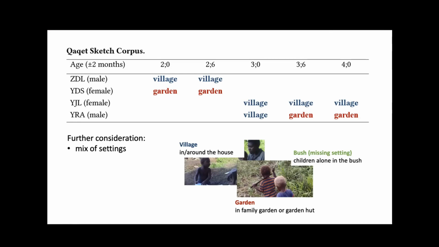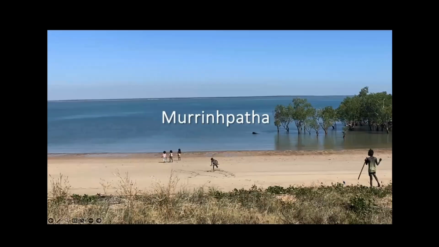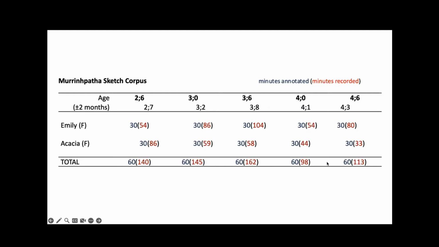Great. Thanks, Birgit. And now we can move on to Murrinhpatha with Lucy. Hello. So Murrinhpatha is an Australian language spoken in the north of the country, southwest of Darwin. Next slide, please, Evan. Thank you.